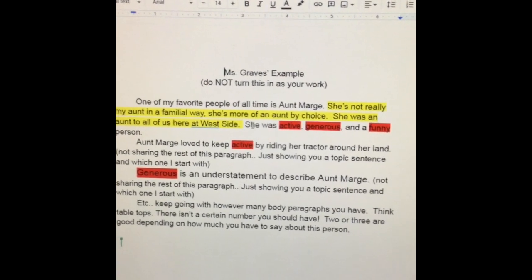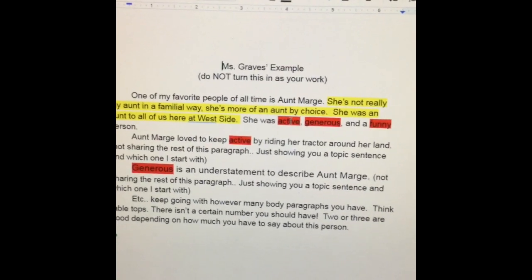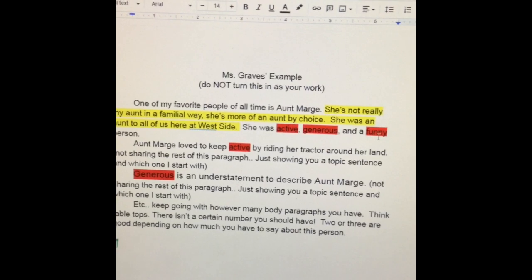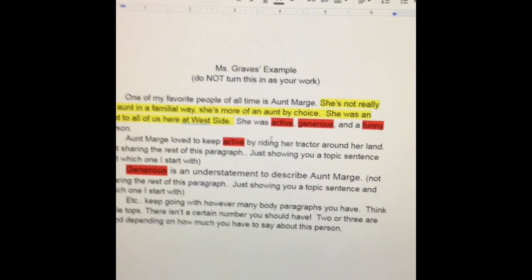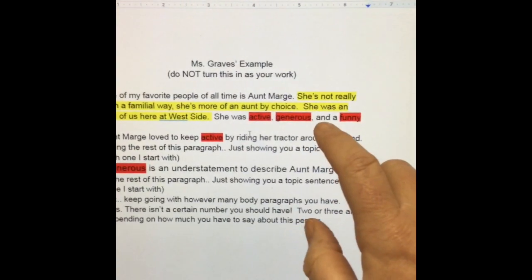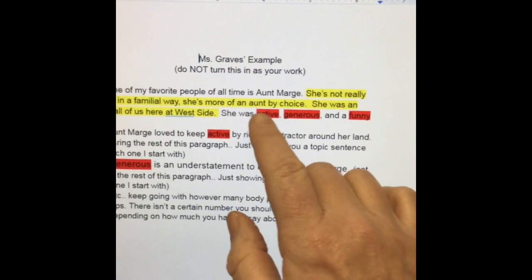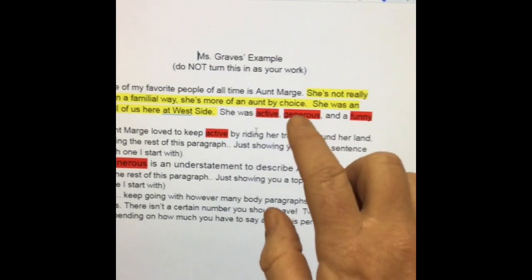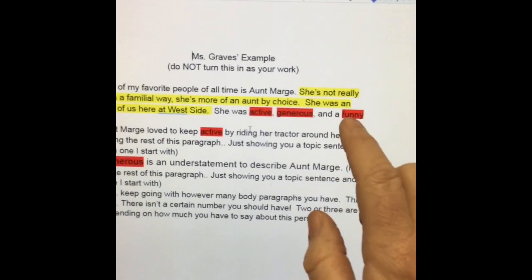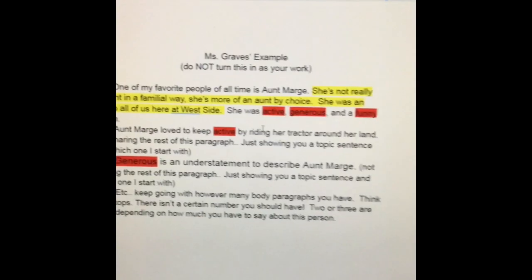Now here's my thesis statement. She was active, generous, and a funny person. The reader, when they read that sentence, the last one in my intro, they know that my body paragraphs are going to be, my first one is about how she's active. My second one is about how she's generous. And when I write my third one, it's going to be about how she's funny.